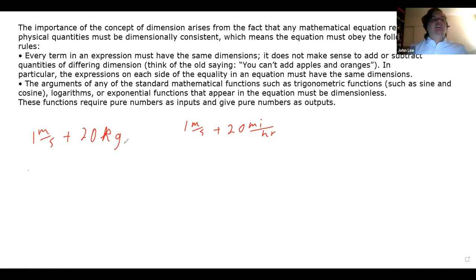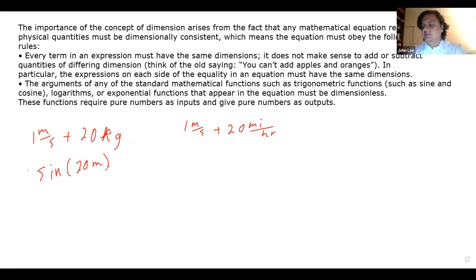The second one is that the arguments of any standard mathematical function, such as trigonometric functions, logarithms, or exponential functions that appear in the equation, must be dimensionless. The functions remain pure numbers as input and give pure numbers as outputs. So you can't take sine of 20 meters.